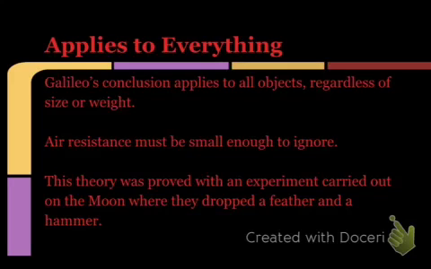And the reason this works on the moon is because there is almost no atmosphere on the moon, so there's no air resistance, so it doesn't matter if the object would normally have air resistance on Earth. Like a feather would normally have a lot of air resistance. Well, on the moon there is no air resistance, so it falls at the same rate.